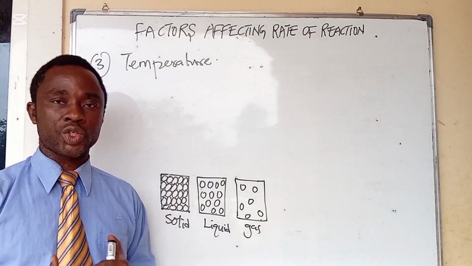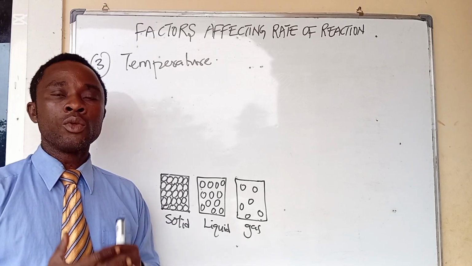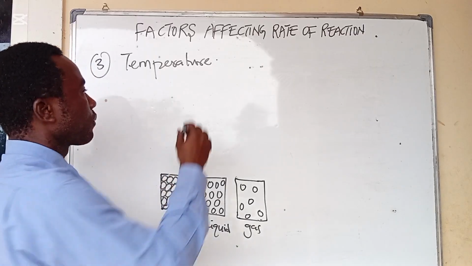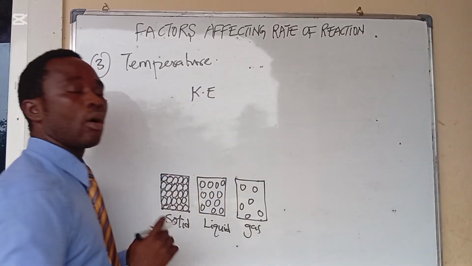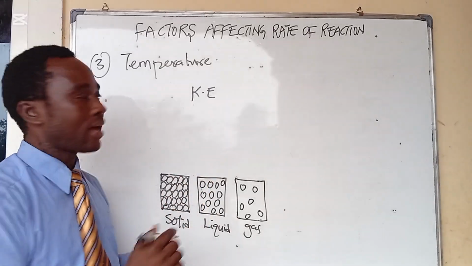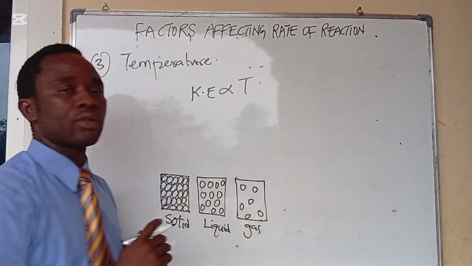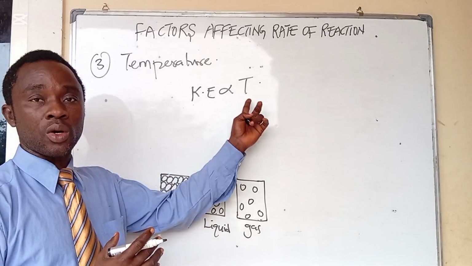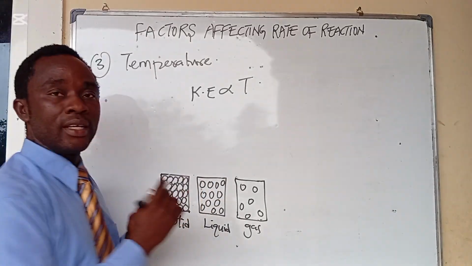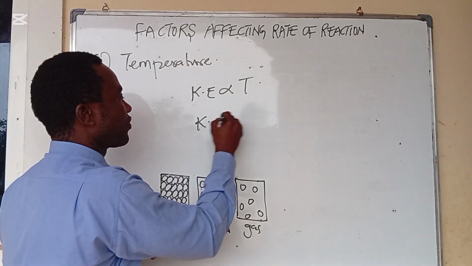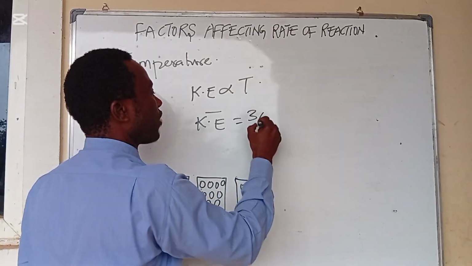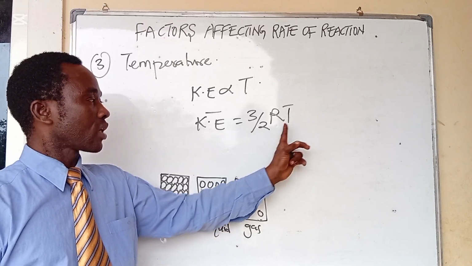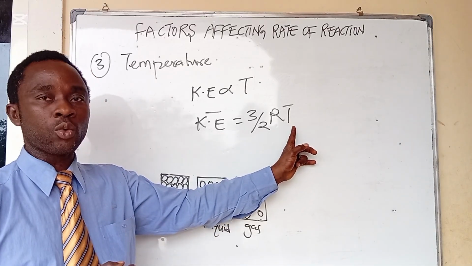Now, if we increase the temperature of a reacting particle, we are increasing the average kinetic energy of that particle. Remember, the average kinetic energy of a particle of matter is directly proportional to temperature, which is to say, the more the temperature, the more the kinetic energy. In a real sense, average kinetic energy is equal to 3/2 RT. So we can see that average kinetic energy is dependent on temperature, in direct proportion.